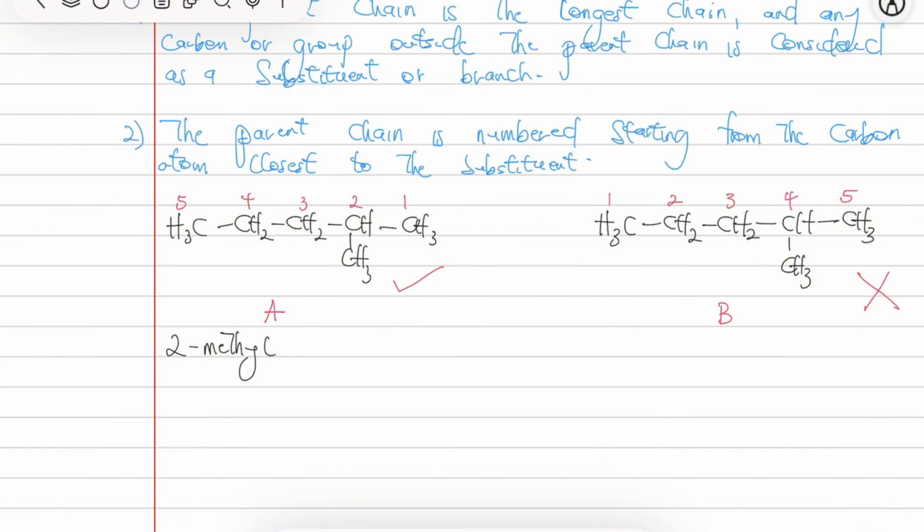There are two ways I can number this parent chain. I can start from this first carbon here, 1, 2, 3, 4, 5, and I can start from the first carbon on the left-hand side in compound B.